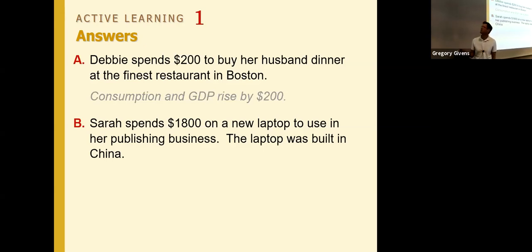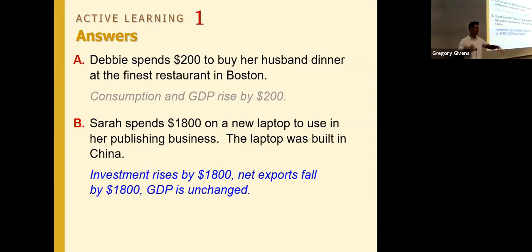A new laptop to use in her publishing business. Well, what kind of product is that? Well, be careful. It's going to be used in her publishing business, so it's actually an investment good. It's part of the equipment component of investment, right? But Matt, what other nugget of information is in the problem that is relevant here? It's from China, which means that it is an import and it should not affect GDP, right? And so what happens here is that equipment investment rises by 1,800, net exports fall by 1,800, and so there's no change in GDP that year.